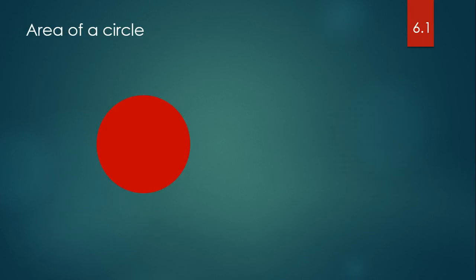Area of a circle is the amount of space taken up on the inside of this two-dimensional figure. To find the area, we'll take pi times the square of the radius. So suppose this circle has a radius that measures 3 meters, and we want to know the area. We'll take pi times the square of 3, which is 9 pi square meters. Remember, area is measured in square units.